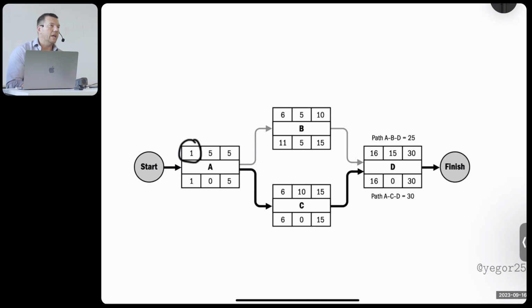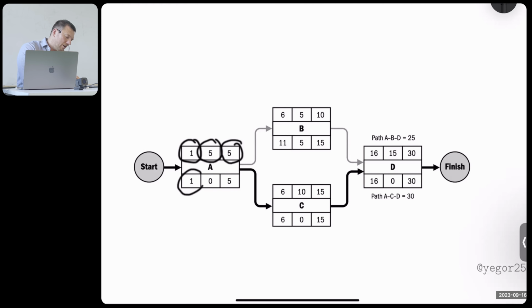So activity A can start the earliest on the 1st of January. We cannot start earlier than the 1st of January. This number stays in this particular rectangle. We can finish this activity at the earliest on the 5th of January. So we start on the 1st, we finish on the 5th. The duration of the activity is 5 days. I'm just explaining what the numbers in these rectangles are. All rectangles are the same concept.